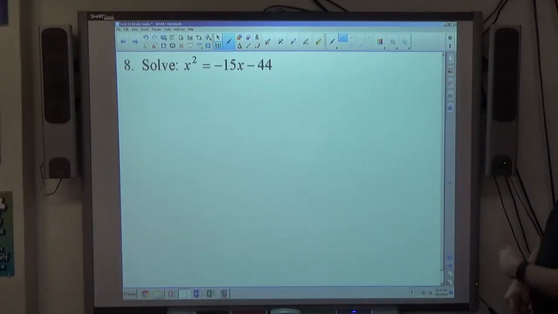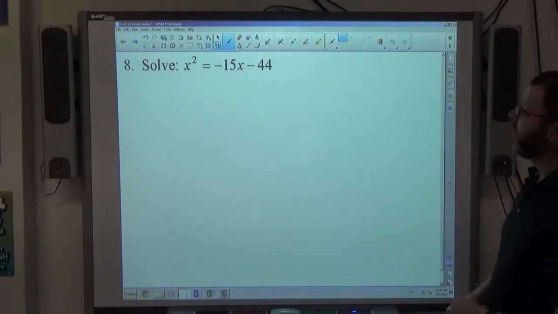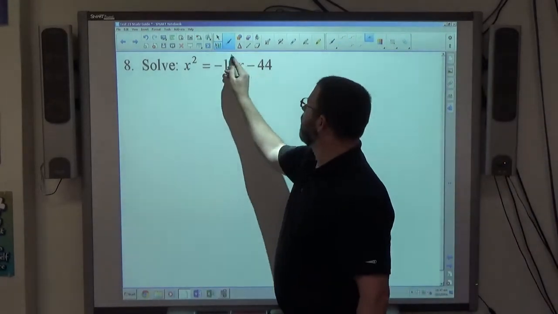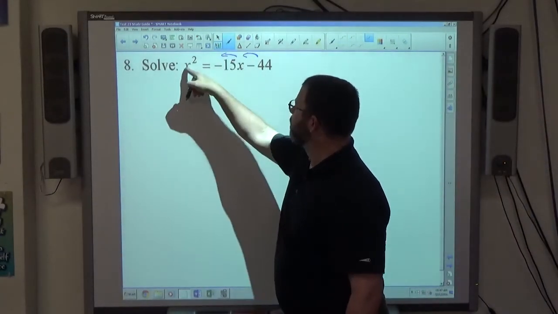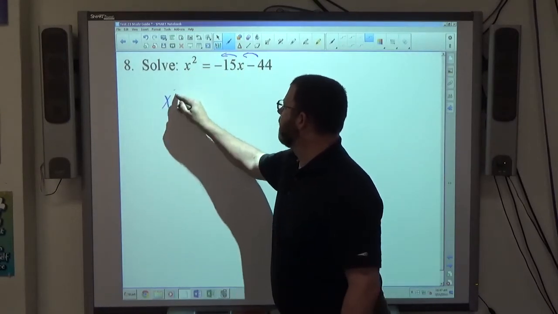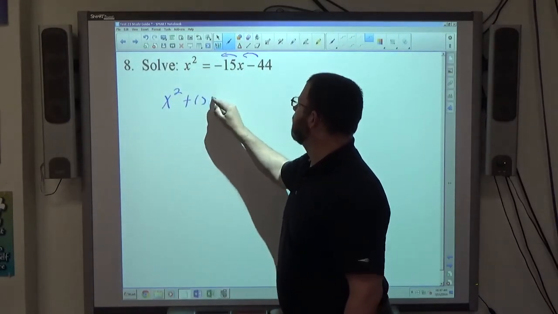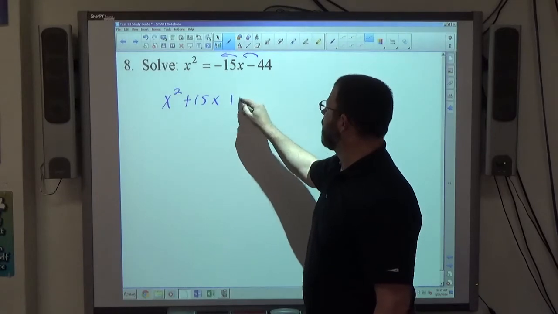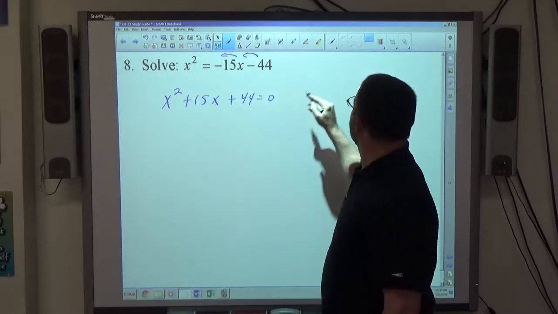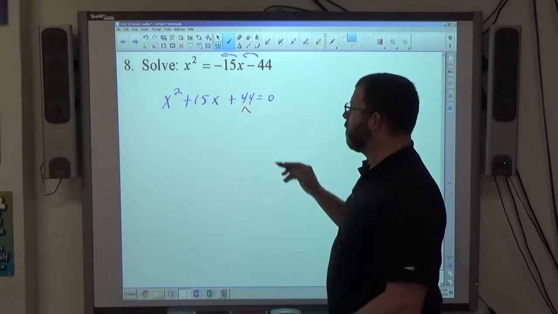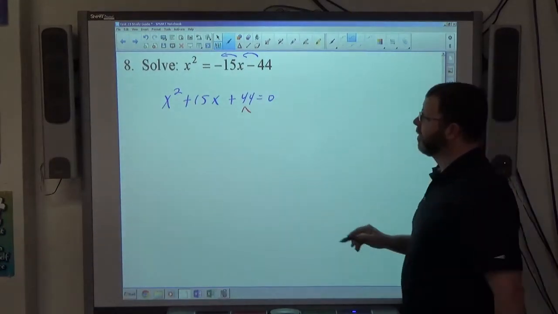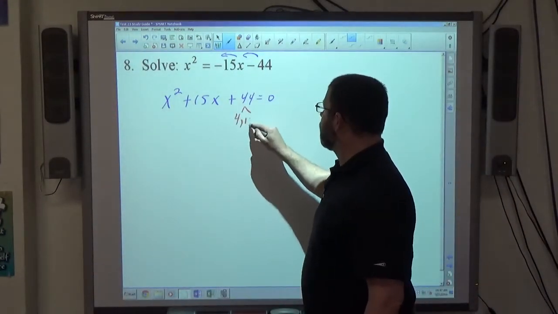Number 8, this is very much like number 6, a quadratic trinomial. Job 1, move everything to the other side. This is positive x squared, so let's find where it's at. 15 moves over, becomes positive 15x. 44 becomes positive 44 equals 0. Again, we're looking for those two numbers that multiply to make 44, add to make 15. 4 and 11 are those two numbers.